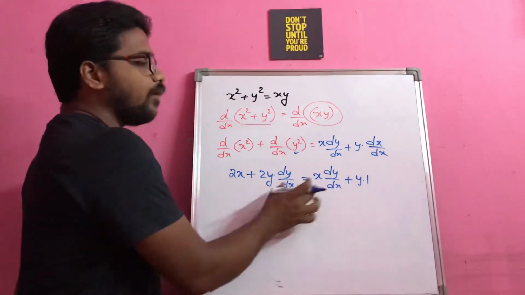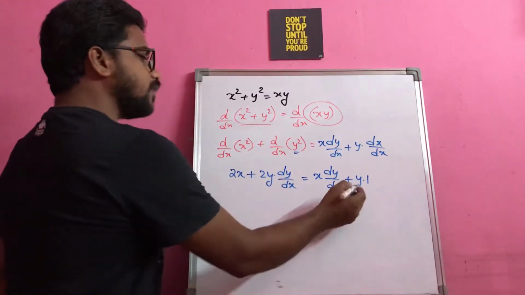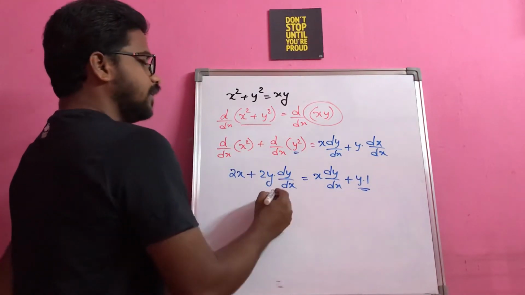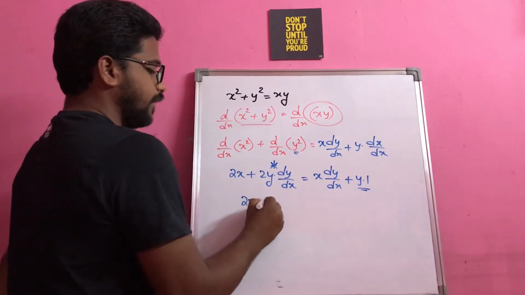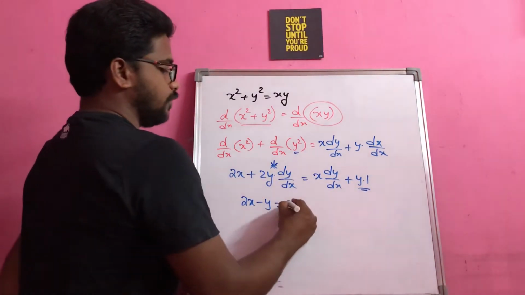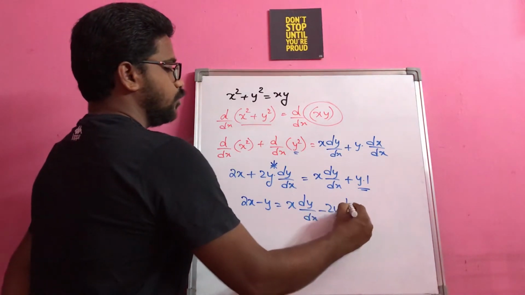So better bring all the dy by dx terms to one side and the remaining terms to the other side. I will just bring this y to the left side and this 2y dy by dx to the other side. So I will be getting 2x minus y is equal to x dy by dx minus 2y dy by dx.